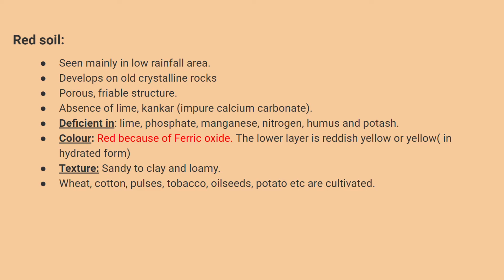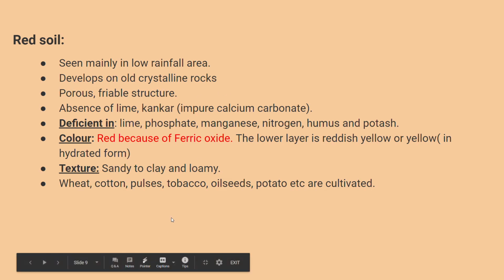It is good for the growth of wheat, cotton, pulses, tobacco, oilseeds, potato. But remember, red soil can be cultivated only with the help of irrigation and fertilizers. Otherwise, this soil is not very fertile since it is deficient in many of the minerals.